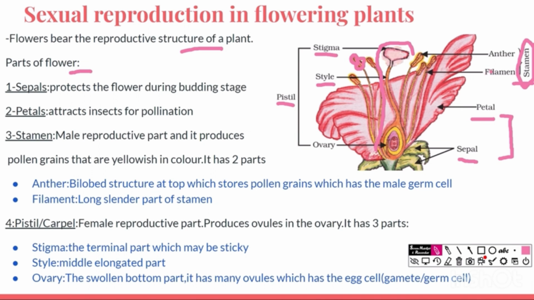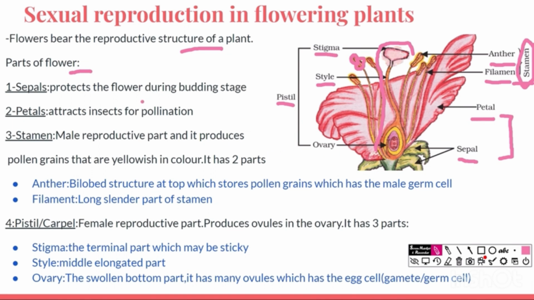That lobed part is called the anther and the long tube-like part is called the filament. Inside the anther we have pollen grains. Like inside the ovary we had ovules, inside the anther we have pollen grains, and inside the pollen grain we have the germ cell or the gamete which will fuse with the egg to form the zygote.